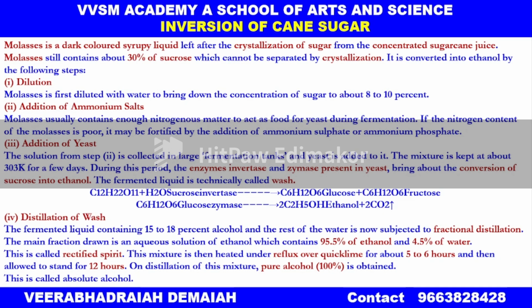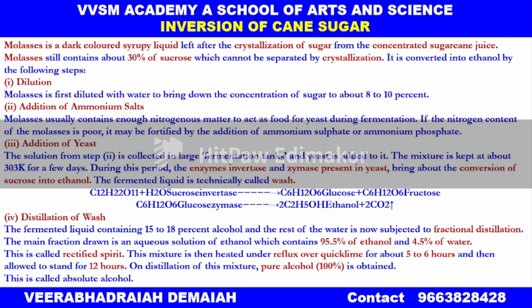During this period, the enzymes invertase and zymase present in yeast bring about the conversion of sucrose into ethanol. The fermented liquid is technically called wash. In the wash, the important biochemical reactions take place. C12H22O11, which is sucrose, plus a water molecule in the presence of invertase enzyme gives rise to glucose and fructose. Next, this glucose in the presence of zymase gives ethyl alcohol, also called ethanol, and liberation of carbon dioxide.